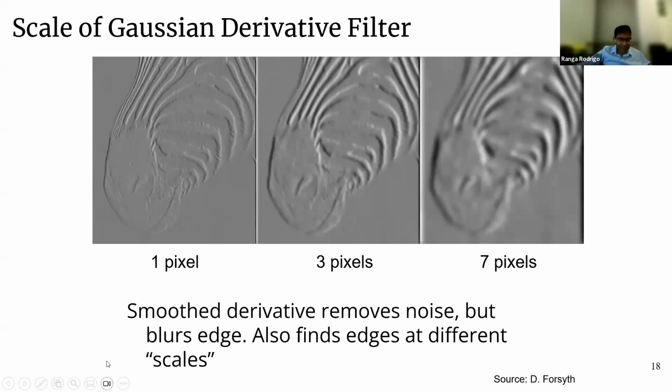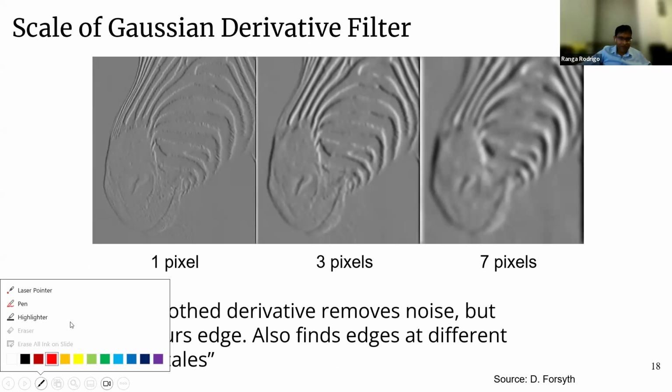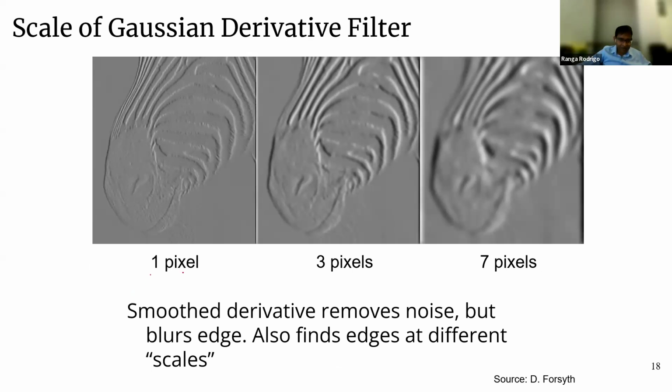One thing about the scale of the Gaussian derivative filter. If you just have one pixel sigma, you detect very small edges. With 3 pixels, coarser edges, and with 7 pixels, even coarser edges of the giraffe image. A smooth derivative removes noise but blurs edges. It also finds edges at different scales.